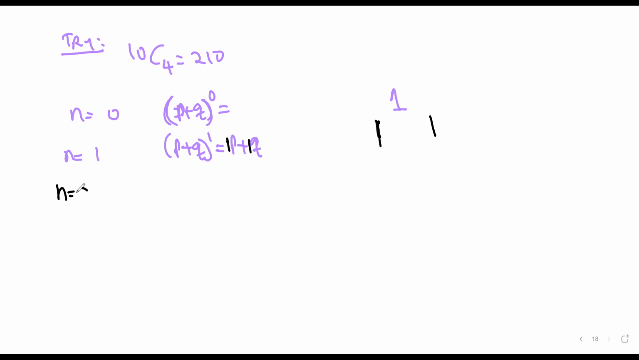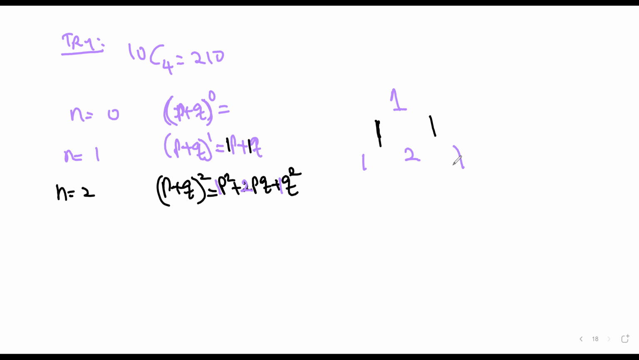When n is equal to 2, we have (P plus Q) squared, which we saw is P squared plus 2PQ plus Q squared. So the coefficients are 1, 2, 1. You put them in such a way that the first one is 1 and the last one is 1, in that order.